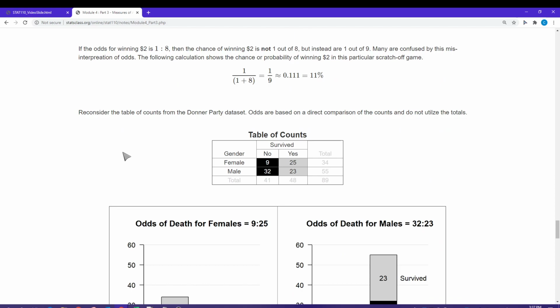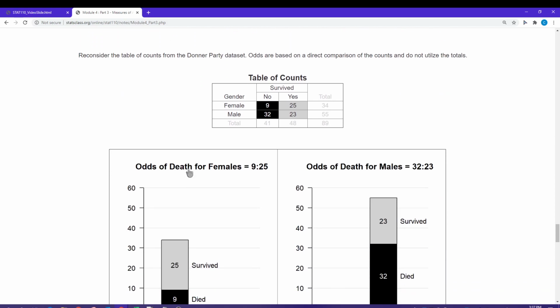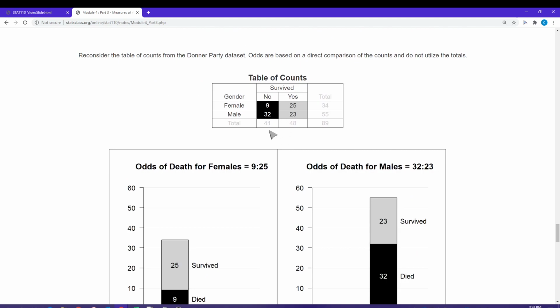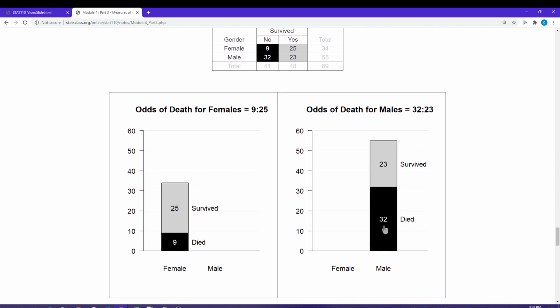Now let us reconsider the table of counts for the Donner Party data set. If I do a direct comparison of the counts, then I'm not going to use these totals. So I'm just going to do a straight comparison of the 9 to the 25 for females. We would refer to that as the odds of death for females. So the odds of death for females would be just 9 to 25. What that means is that 9 women died for every 25 that survived. Now the odds of death for males are going to be 32:23. So more males died than survived.